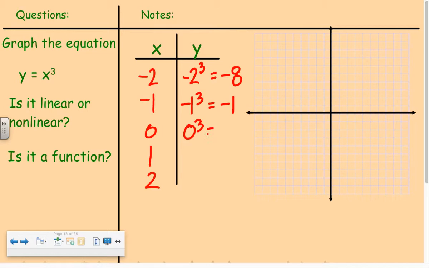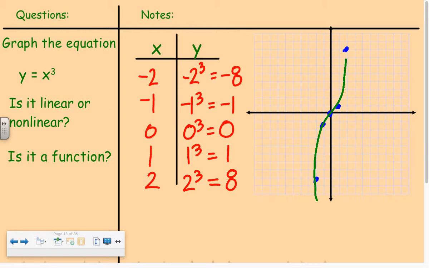0 to the 3rd power, 0 times 0 times 0 is 0. 1 to the 3rd power is 1. And 2 to the 3rd power would be 2 times 2 times 2, which is 8. So -2, -8, -1, -1, 0, 0, 1, 1, and 2, 8.